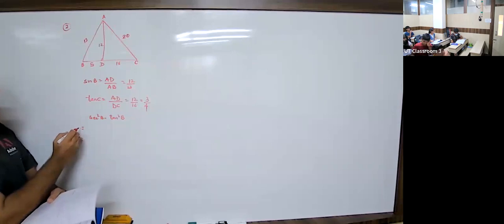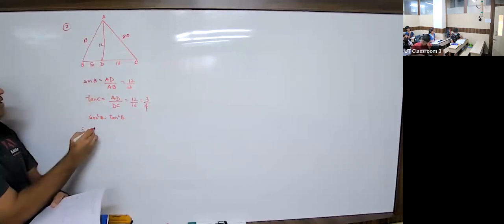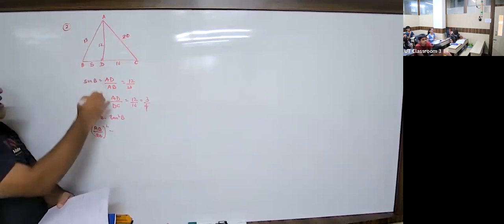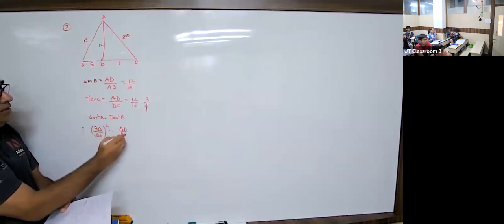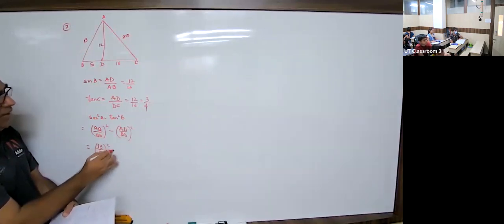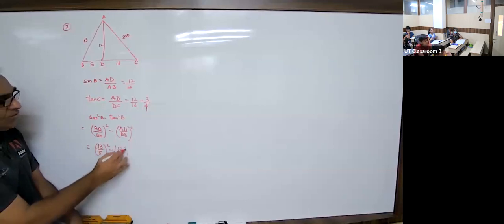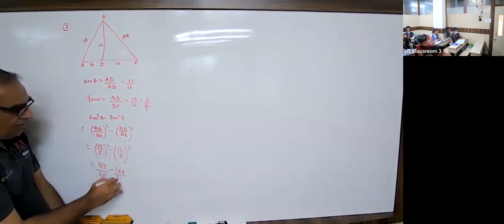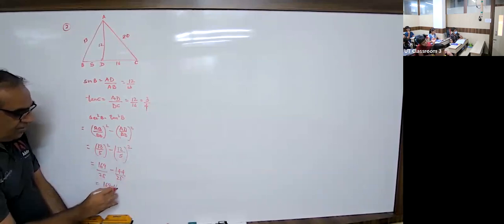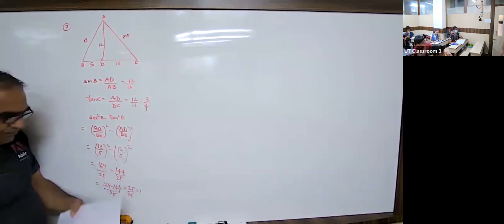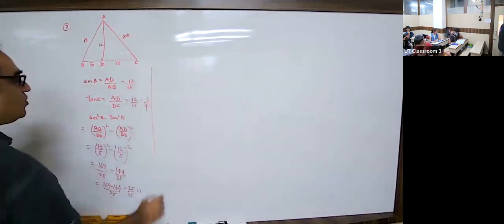What is sec? Hypotenuse upon the base. So that is AB upon BD. Tan squared B. What is tan? AD upon BD squared. So that is 13 by 5 the whole square minus 12 by 5 the whole square, which is 169 by 25 minus 144 by 25, which is 169 minus 144 by 25, which is 25 by 25, which is 1.